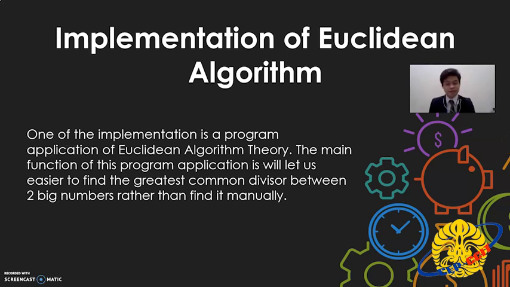Implementation of Euclidean algorithm. One of the implementations is a program application of Euclidean algorithm theory. The main function of this program is that it will let us find the GCD more easily, or commonly known as FPB. Okay, faktor persekutuan besar.